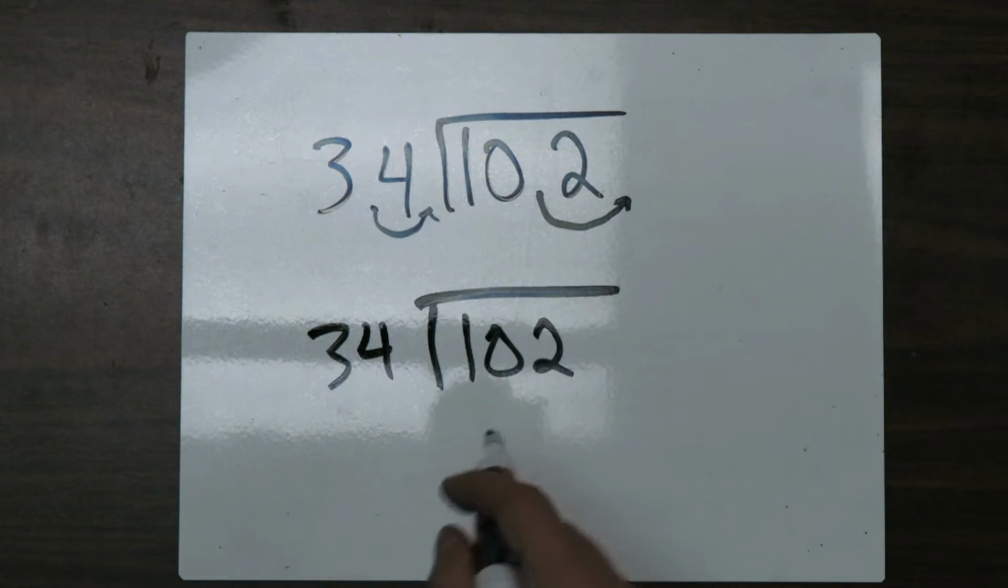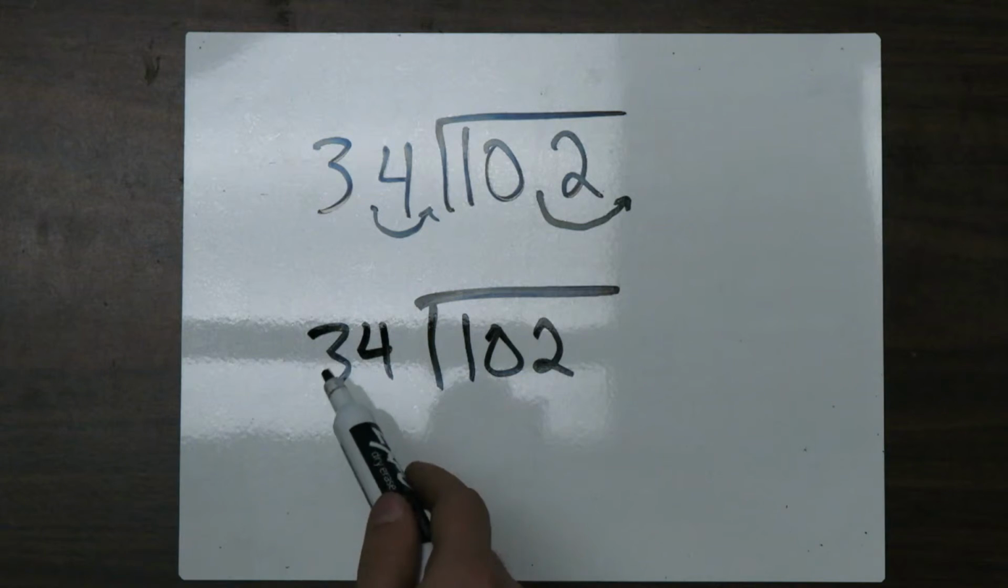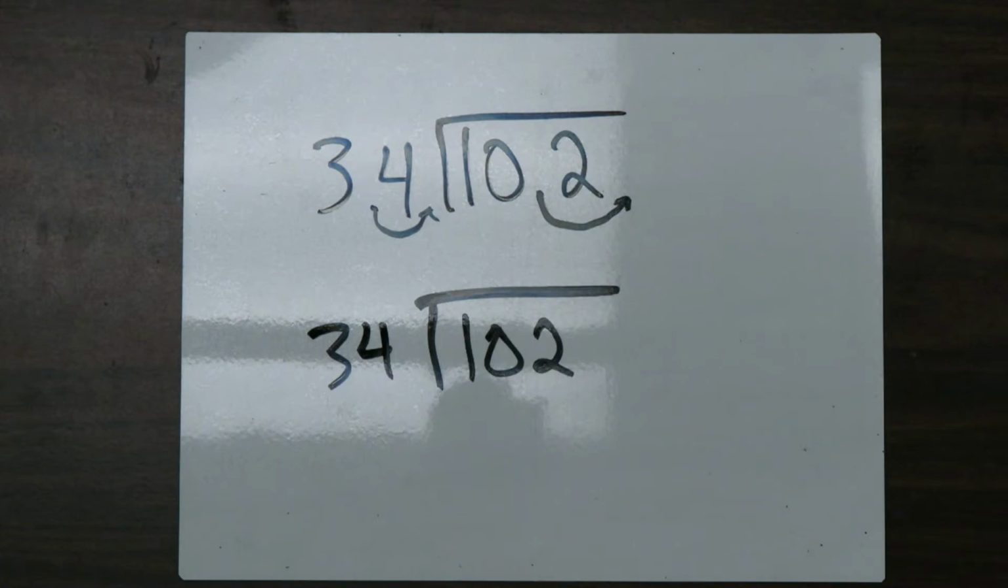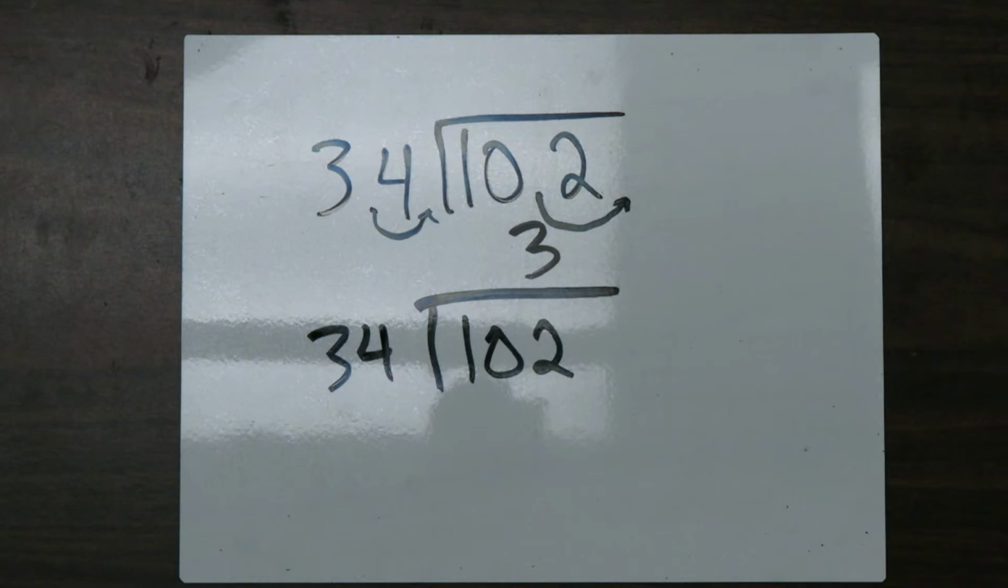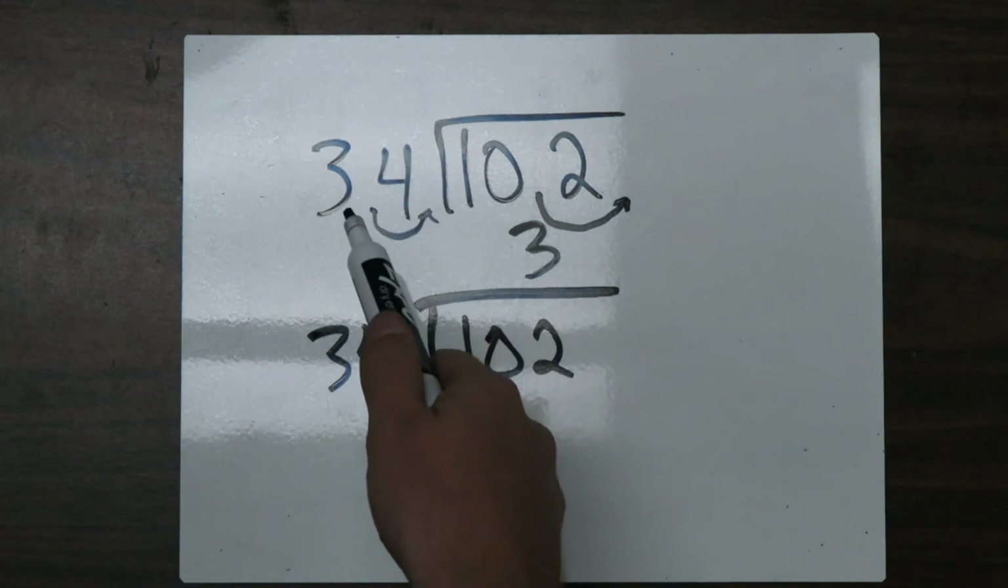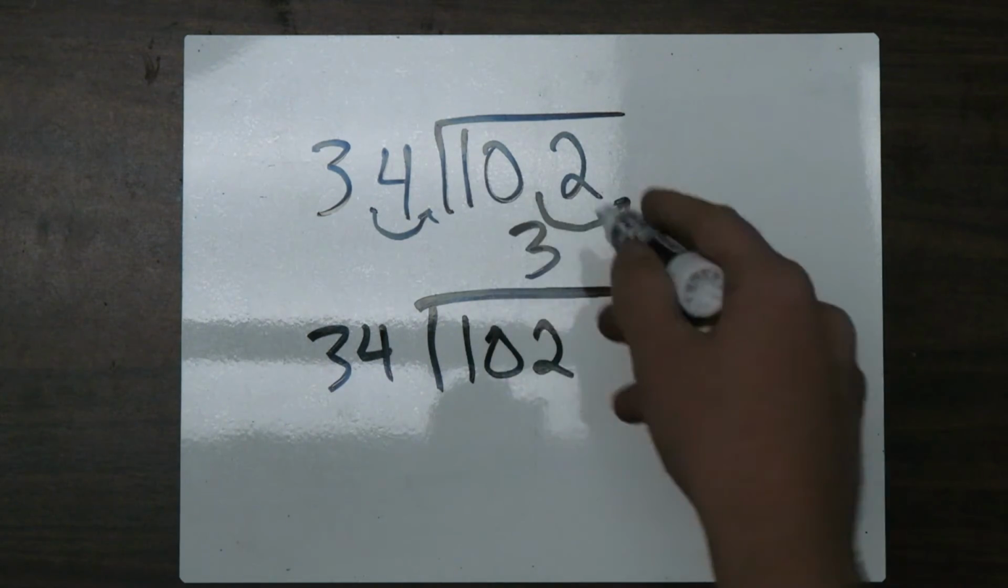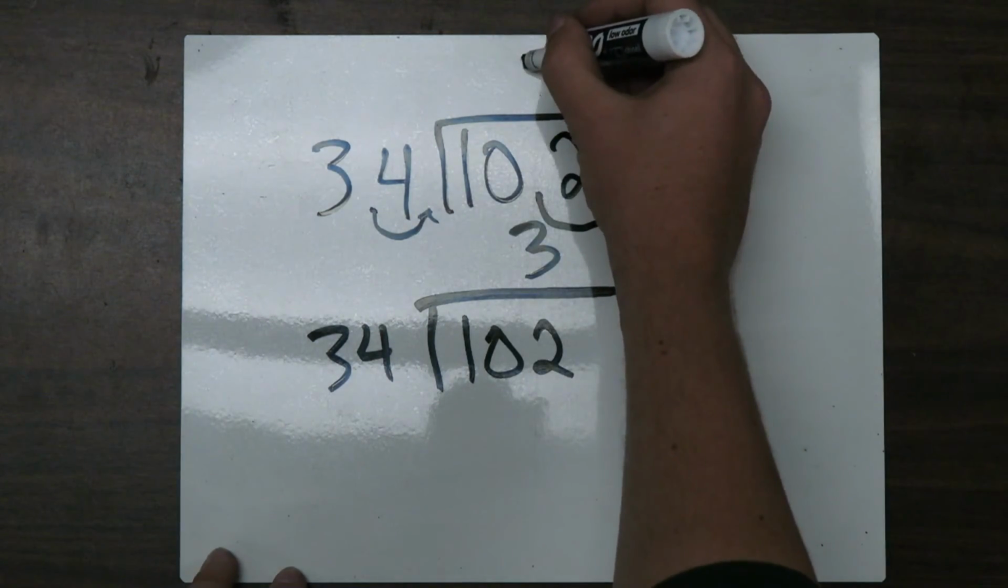Now if I solve that out, what I'm saying here is 34 goes into 102 how many times? Well, it happens that 34 goes into 102 3 times. So 3.4 goes into 10.2 3 times as well.